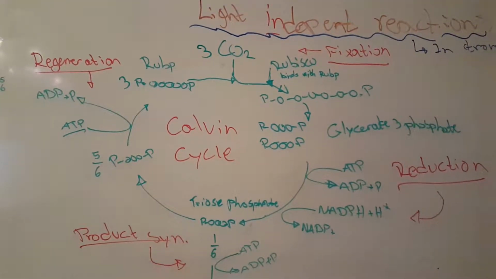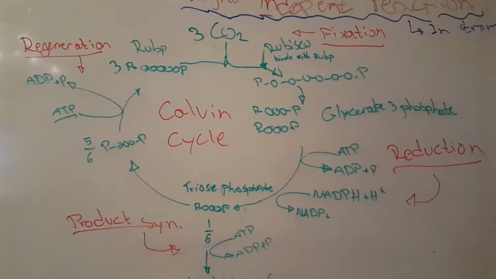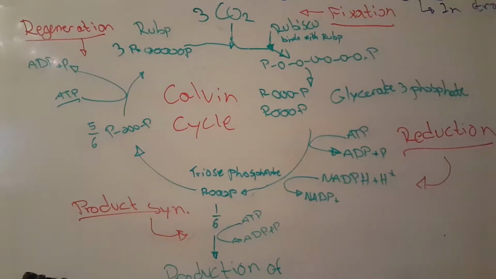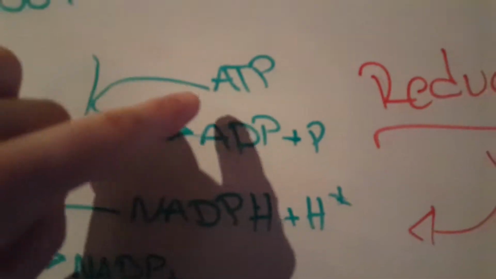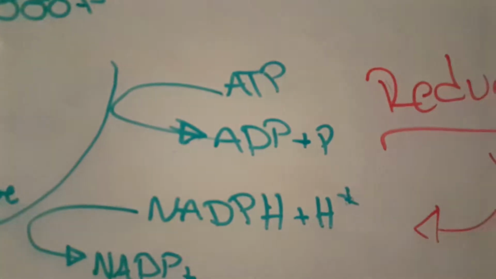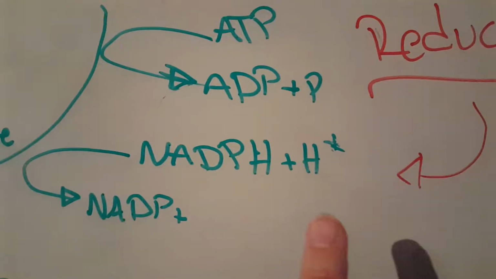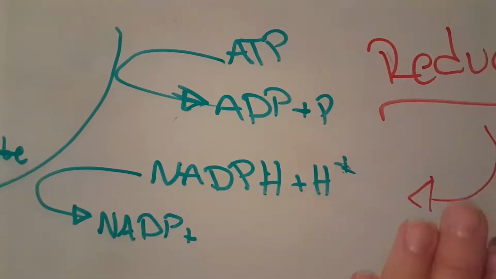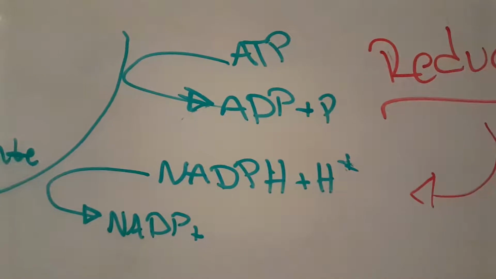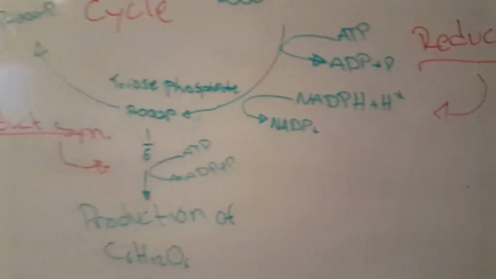Okay. The second stage is not directly dependent on light. However, it is dependent on two products of the light-dependent reactions. These two products are ATP and our hydrogen acceptor, NADPH. You can write it just like that, or you can say NADPH plus H+, up to you, how you want to remember it.